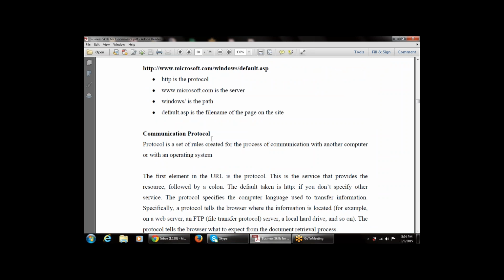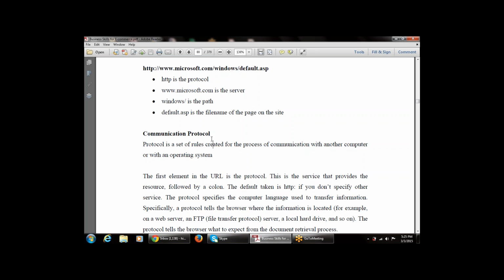Whenever we want to communicate with another person, a set of rules is used that is known as the protocol. Whenever I say these are the rules that are used for the purpose of communication, that is known as the protocol. Whenever there is a technique for communication either with another computer or with an operating system, there are some rules that we follow that are known as protocol.